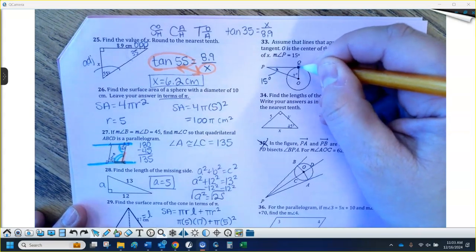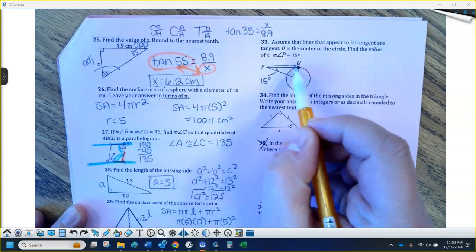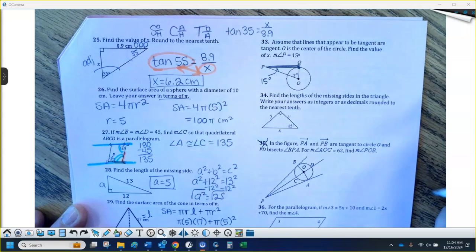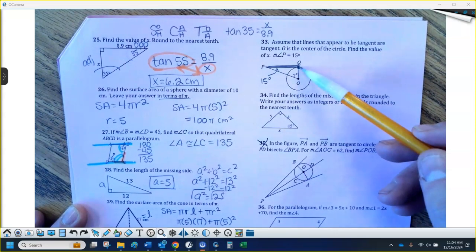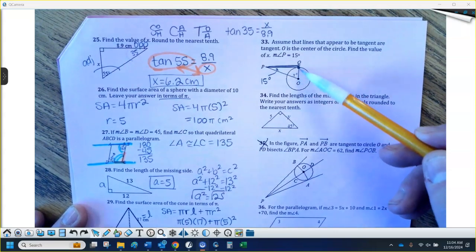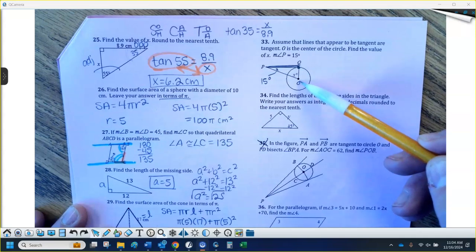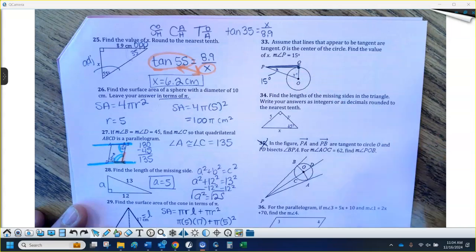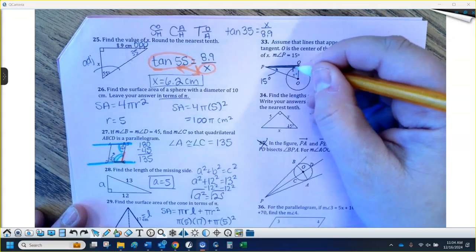So, does anybody remember, this would be a tangent line from P to Q. It's just going to touch the circle in Q. Does anybody remember if you have a tangent line and it connects to a radius, which is what it's doing here, what is the angle where Q is? 90. That is the key to doing this question.